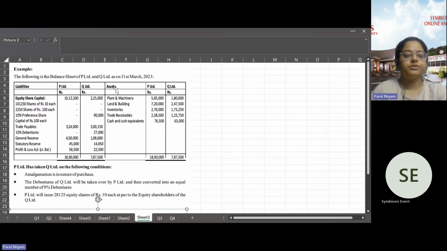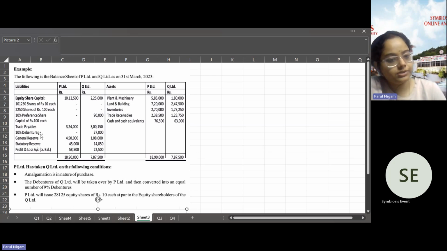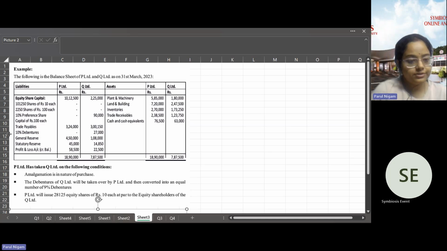The following is the balance sheet of P Limited and Q Limited as of 31st of March 2023. So you can see there are so many assets, so many liabilities in their individual balance sheets. So plant and machinery, land and building, inventories, trade receivables, cash and cash equivalents. Then we have equity share capital, and then we have trade payables, debentures, general reserves, statutory reserves, and your profit and loss account. So that is all there in the balance sheet of P Limited and Q Limited.